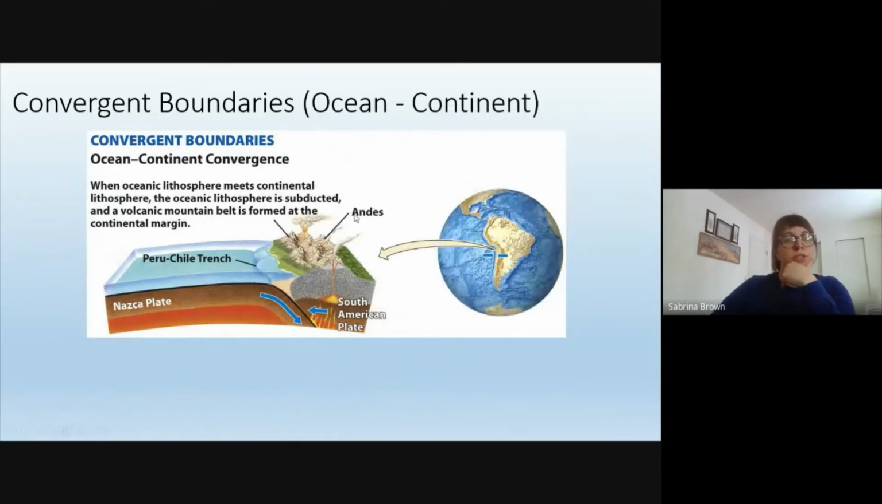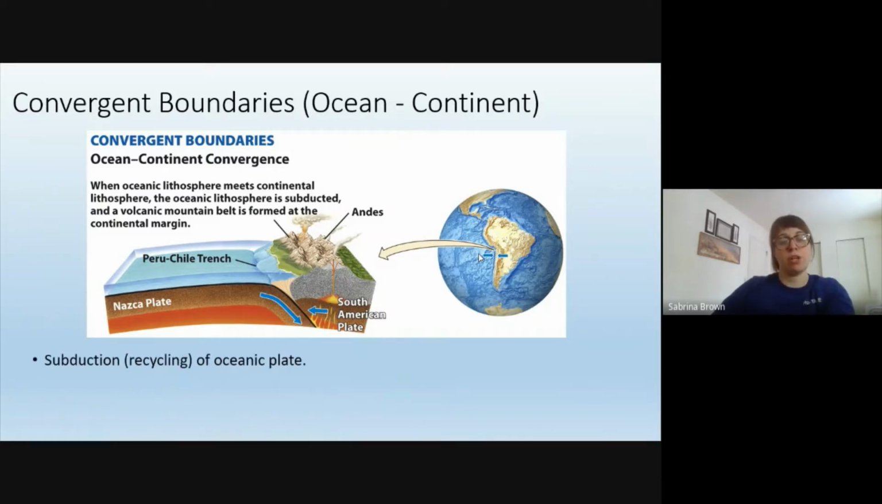With ocean-continent convergence, the oceanic lithosphere is always going to subduct because it's always going to be more dense than the continental plate. In this example, we have the Nazca plate and the South American plate. Nazca plate is oceanic lithosphere. It's getting subducted underneath the South American plate. On the subducting plate, the Nazca plate, we get the Peru-Chile trench. Right? This plate's getting subducted down, melting, creating a magma chamber, which is creating volcanic mountain belts on our continent, on our South American plate. Right? So that's here, South America.